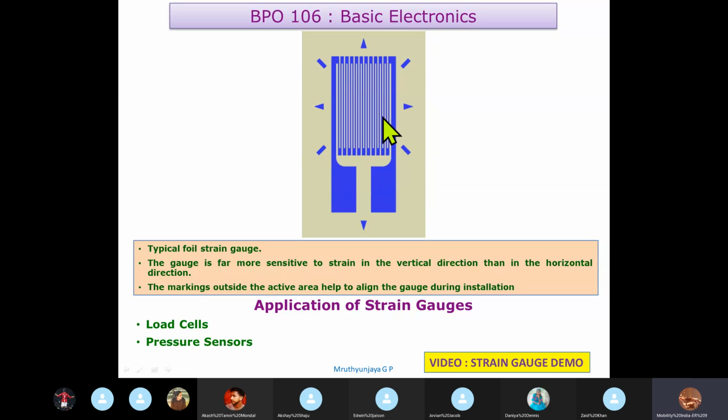That pulling down itself acts as a stretching force on these zigzag wires which are arranged. So the total length will increase, and the cross-sectional area, because of the stretch, will decrease. I repeat, the R equals rho L by A formula is applied, and R will increase because L is increasing and A is decreasing. They result in an increase in resistance. That increase in resistance will be converted into a measurement of force.